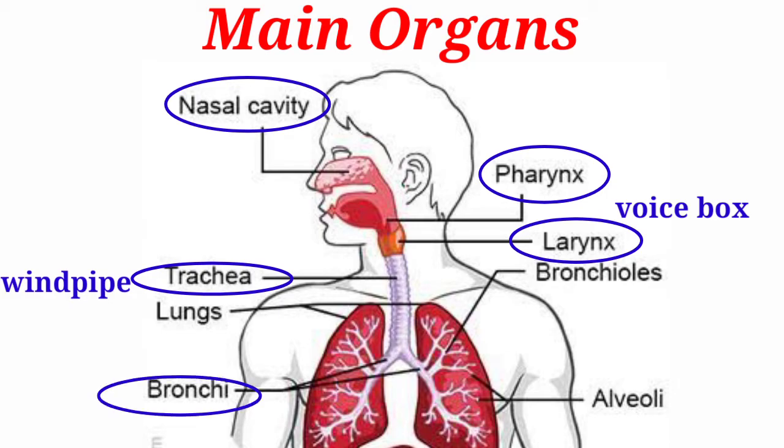Bronchi are the airways that lead from the trachea into the lungs and then branch off into smaller structures and lungs. So these are the main organs involved in respiration. Now let's understand the process.